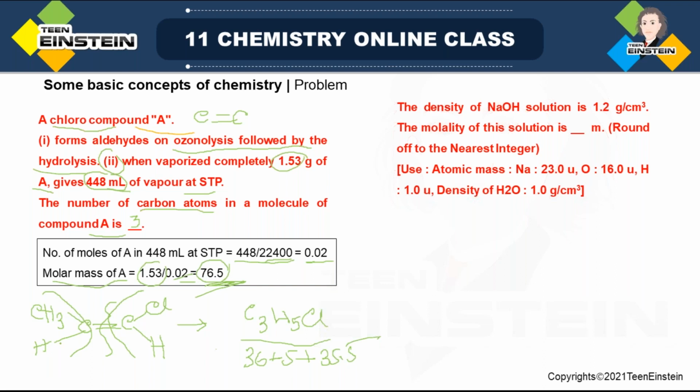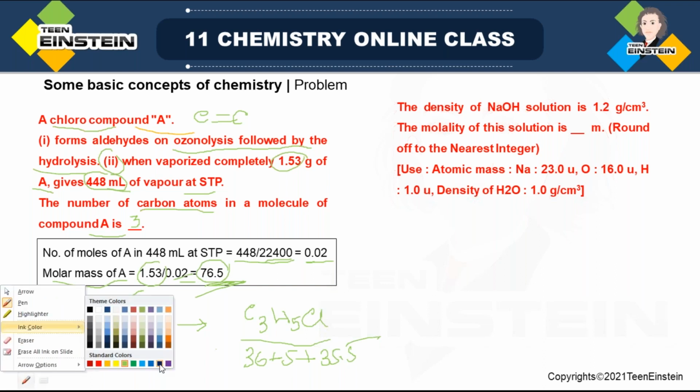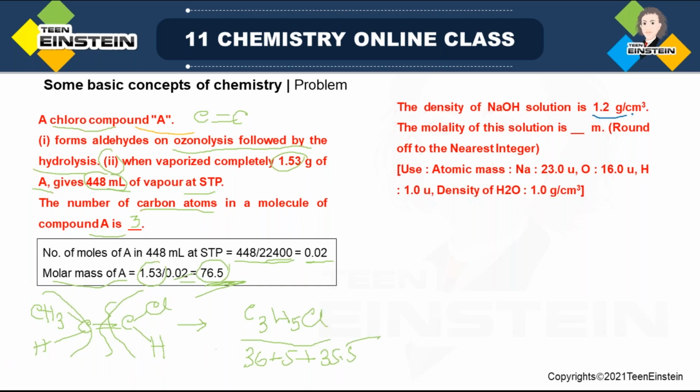The density of sodium hydroxide solution is given as 1.2 gram per centimeter cube. The molality of this solution is dash m, small m, because molality is expressed by small m. You have to round it off to the nearest integer, and some more information is there. Atomic masses for these elements are given. Density of water is also given. So density of NaOH solution is 1.2 gram per centimeter cube.